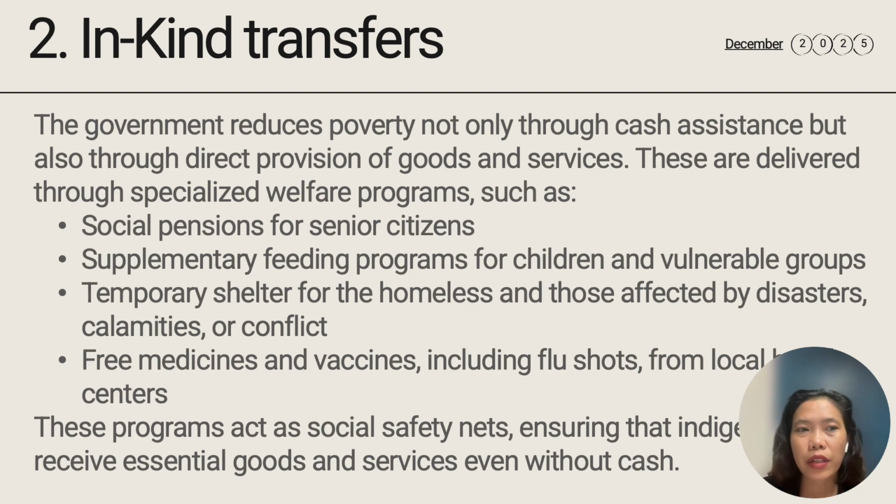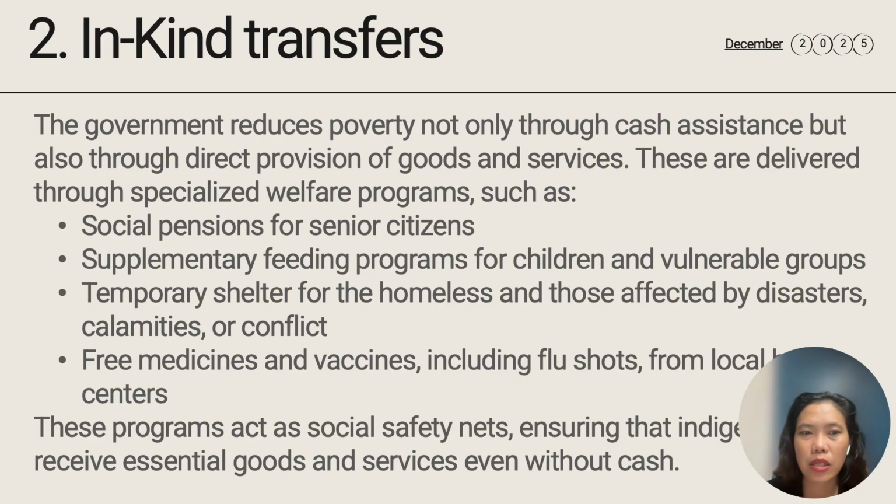So these are delivered through specialized welfare programs such as social pension for senior citizens, supplementary feeding programs for children and vulnerable groups. So we have here feeding programs in the elementary department for the malnourished children. We have temporary shelter for the homeless and those affected by disasters, calamities, or conflict. We have here in Calaanan, no, relocation site for the victims of disasters or calamities. We have free medicines and vaccines, including flu shots from local health centers.